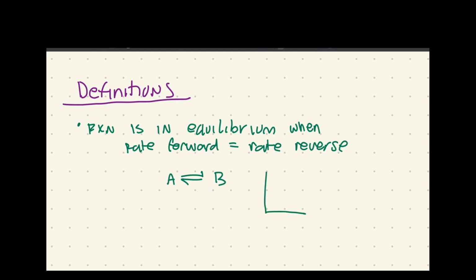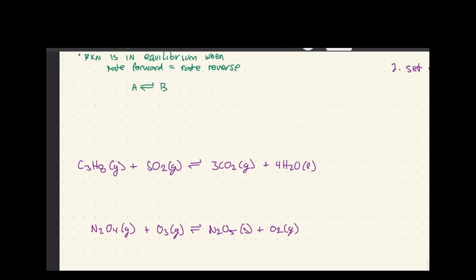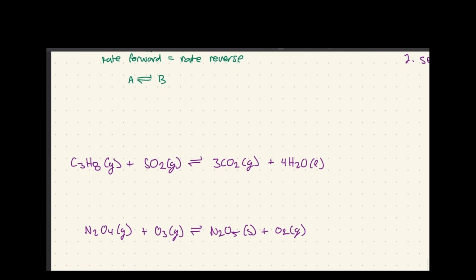If we're plotting concentration versus time, the amount of A is constant and the amount of B is constant because the rate of consumption is equal to the rate of production. So there's not going to be any change in concentration, although the reactions are still happening. We're able to write the equilibrium constant as a function of the relationship between the products raised to their stoichiometric coefficients divided by the reactants raised to theirs.